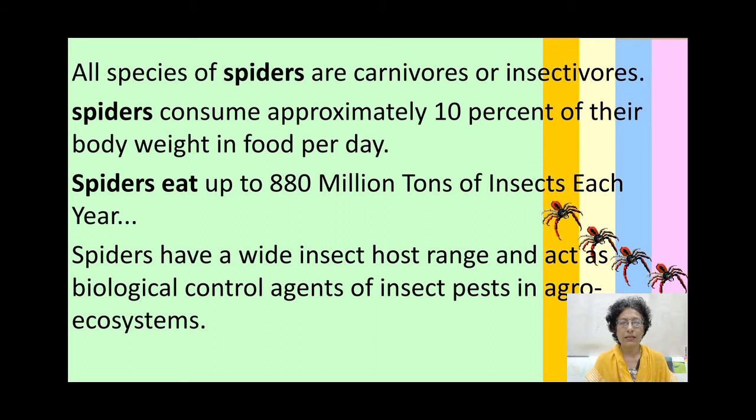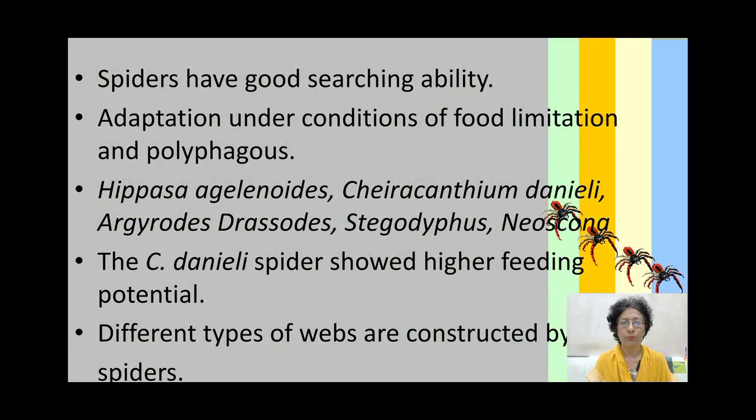Spiders have a wide insect host range. They are not choosy or selective in their food. Rather, whatever insects are available are consumed by the spiders. So, they act as a biological control agent against insect pests in the agroecosystem.